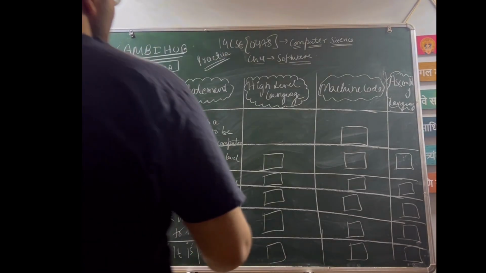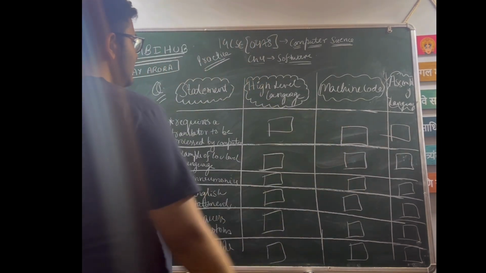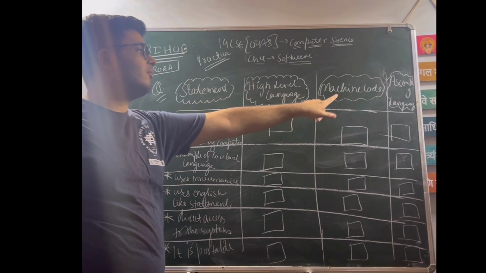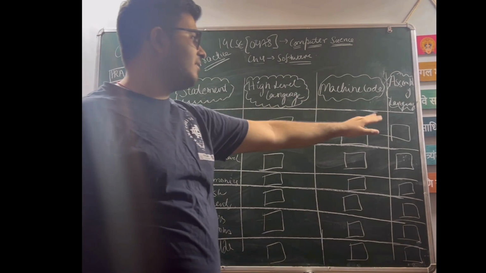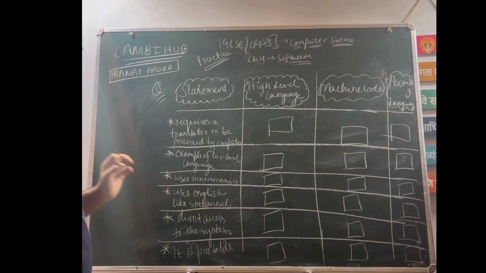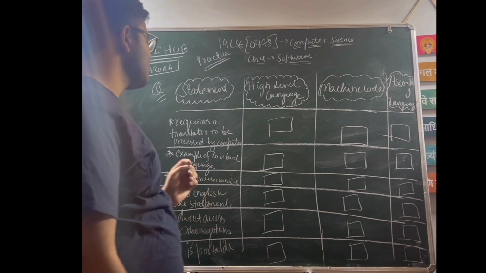Okay, coming to the questions, if you can see the question here, we have boxes here, right? There's a statement given to you. We have high level language, machine code, and assembly language. You need to tell which statement is true for which language and check mark the box, right? I'll give you a few seconds. You pause the video, solve it, and then we'll discuss. Okay, since you have solved it now, let's discuss the answers.